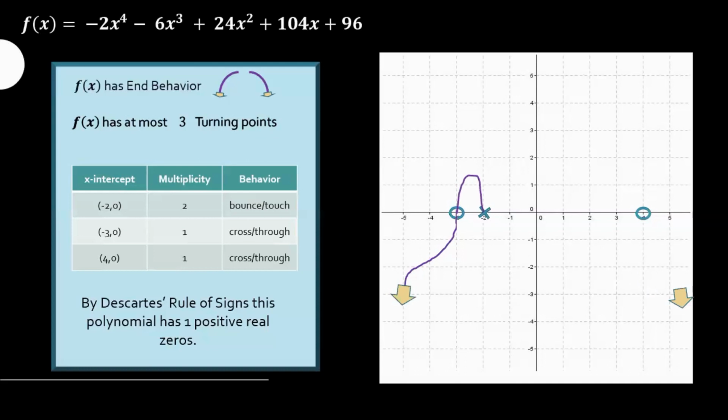This one, however, is a bounce, so I'm going to bounce off it. Travel on to my next x-intercept. This one is a cross, and it connects to the desired end behavior. Note the only places I touch the x-axis are at those x-intercepts, nowhere else. And I do have exactly 3 turning points here, and I could have at most 3. So this is a rough sketch of what this function looks like. A few things to note.